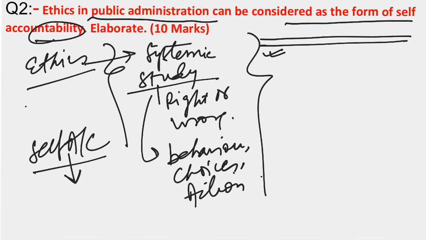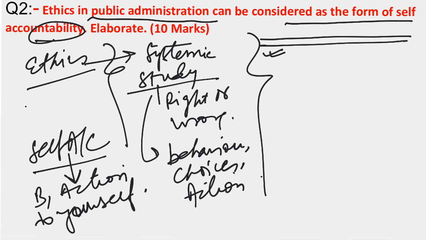And self accountability simply means that you are answerable to no one, but you are answerable for your behavior and action to yourself. You are accountable to your conscience. Understood? This is the difference between ethics and self accountability when we address them separately. But as it is a 10 marker, you should start your answer from here, and simply say that self accountability is answerability to oneself or to one's conscience.